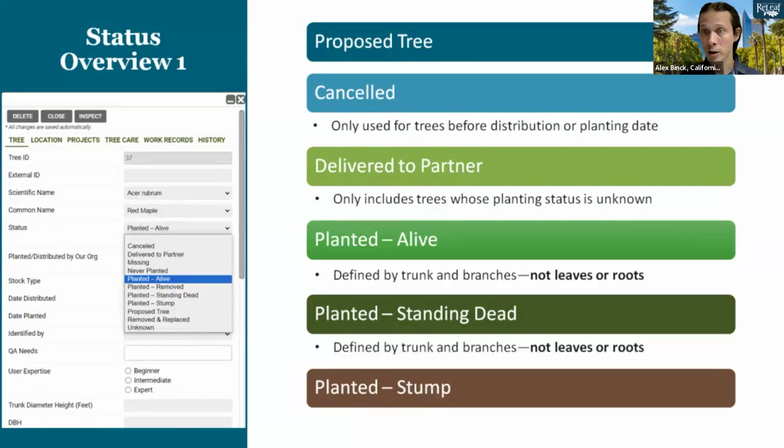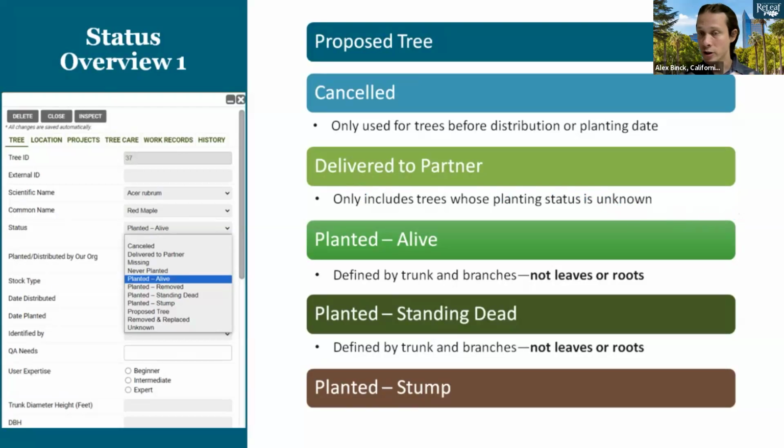We have delivered to partner, which, as a reminder, is for trees where you gave them to somebody to plant. You hope, you assume, they've planted them, but we don't know for sure until we go back and visit them, right? So that's why the delivered to partner status exists, for that temporary period where you don't know for sure if the tree was planted. This is going to be very important when we assess the survival of our trees. A tree that wasn't planted is going to require a much different solution than a tree that was planted and then died, right?